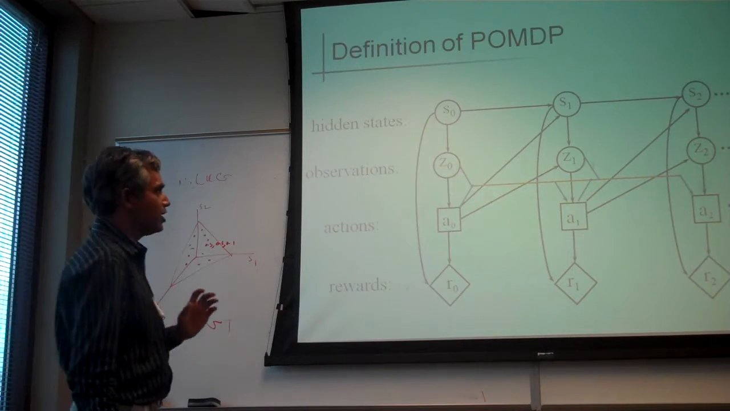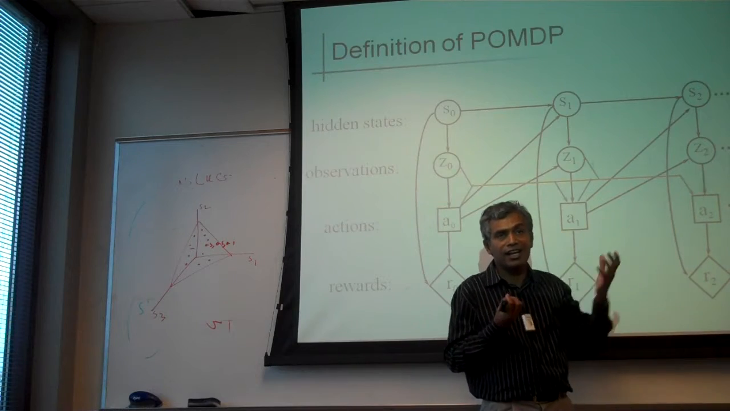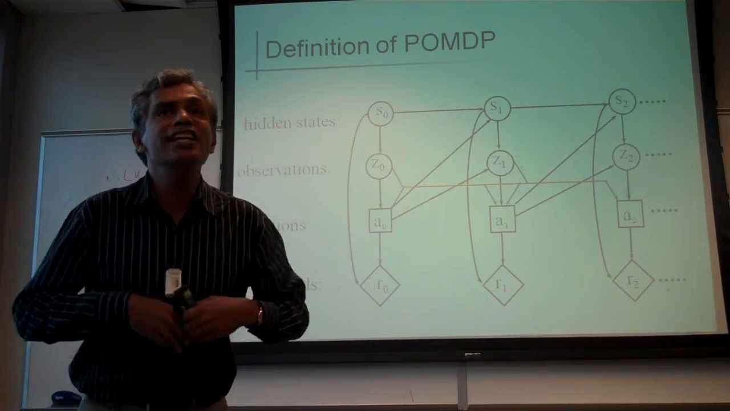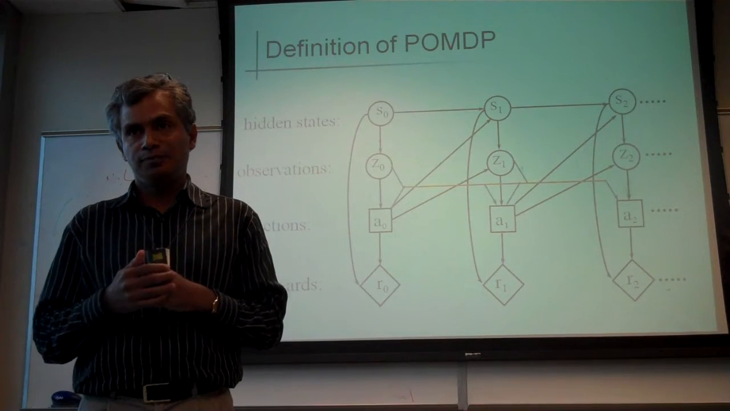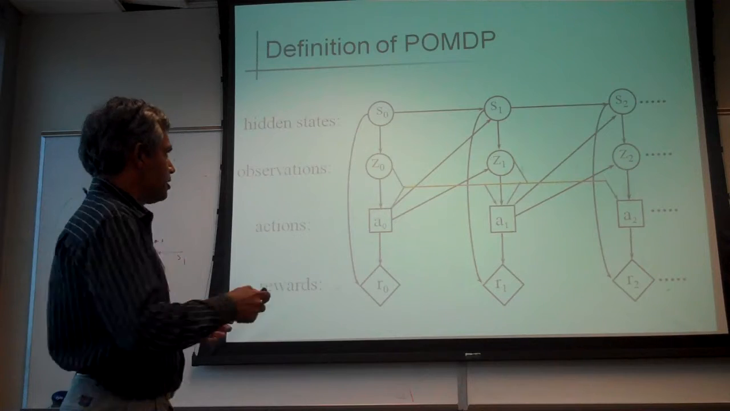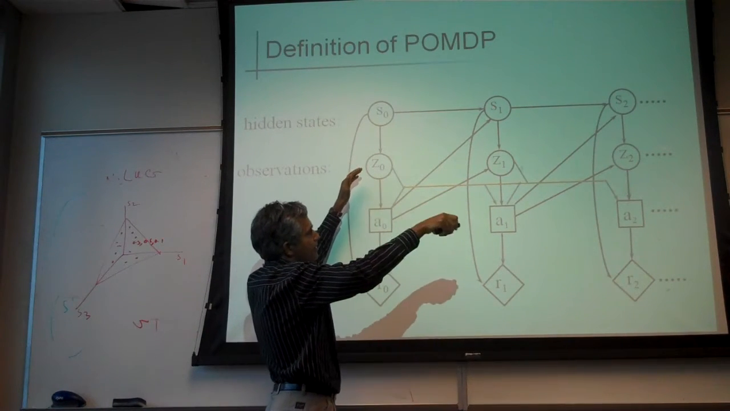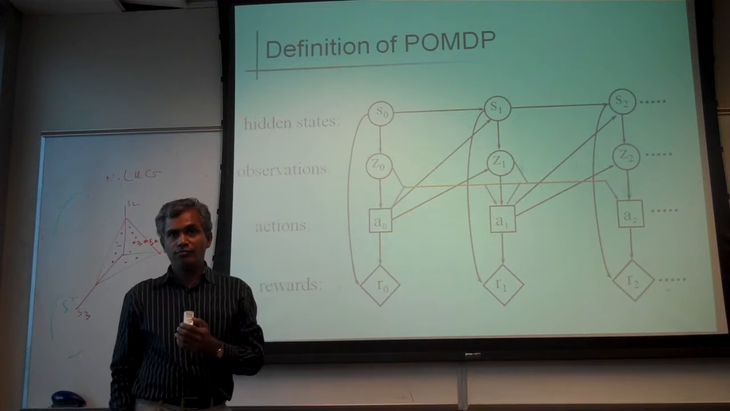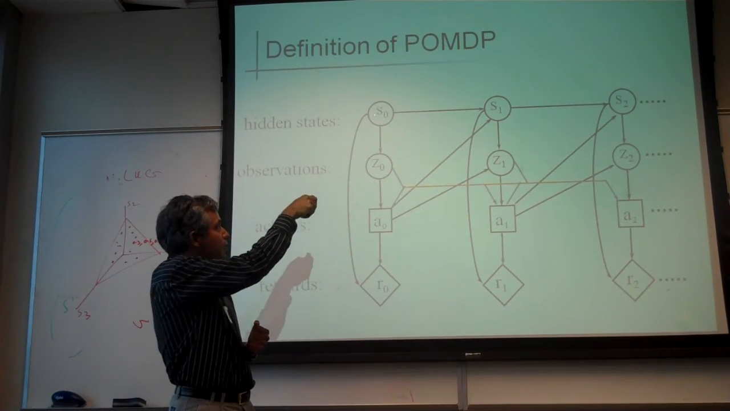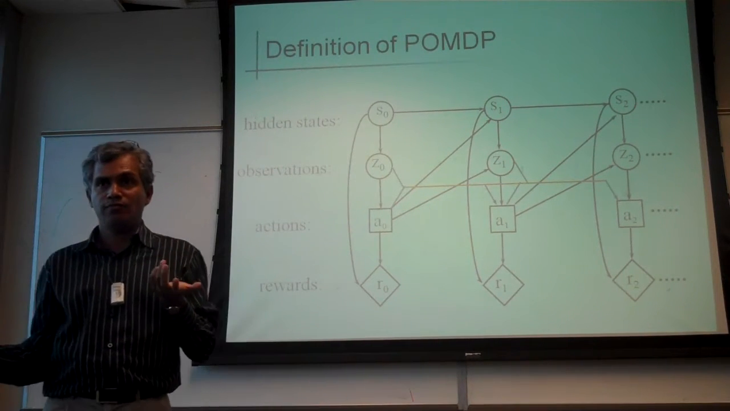So the question, of course, is how do you select the actions? The actions are under your control. How do you select the actions such that your reward is maximized in the long term? Okay, the only difference between this model and MDP is this layer, Z0, Z1, Z2, because the agent only gets to see this. If Z0 is equal to S0, Z1 equal to S1, then it's an MDP model.